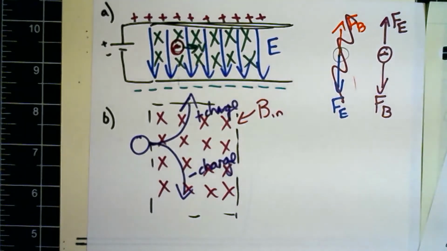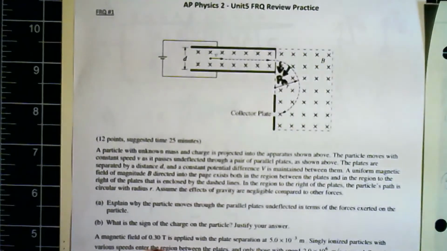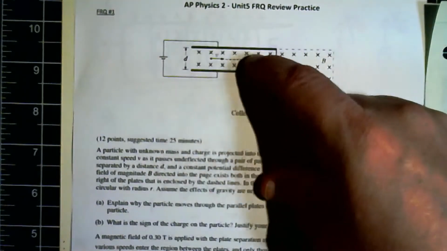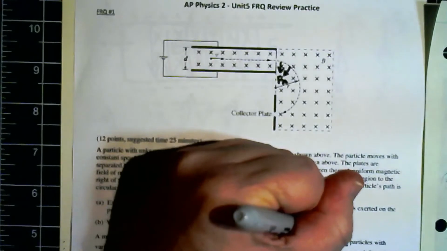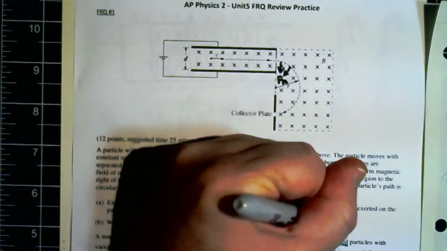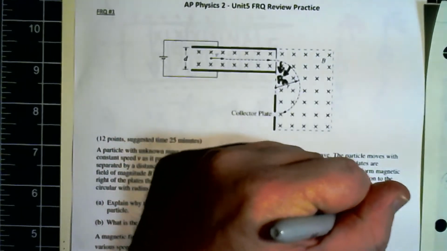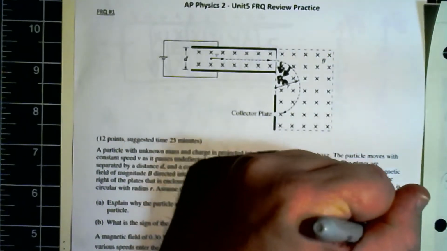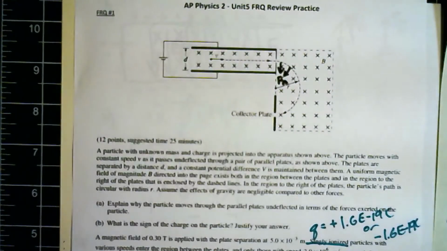Question C refers to some more information. It tells us the magnetic field is 0.3 Tesla with a plate separation of 5e minus 3. So it tells us how far apart these are. Singly ionized particles, what does that mean, singly ionized? Singly ionized just means the charge is equal to plus 1.6e minus 19 coulombs or negative 1.6e minus 19 coulombs. In other words, it lost or gained a single electron.